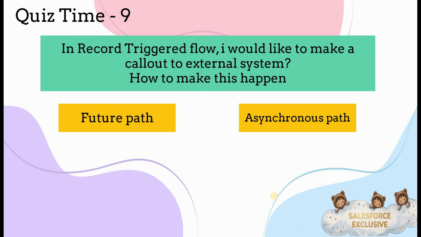That's the only difference. In record trigger flow, I would like to make a callout to an external system. How to make this happen? Future path or asynchronous path? And the answer is asynchronous path. So future is something like an annotation which is used in coding, but we are working on flows. From flows, you will have normal path and an asynchronous path. Whenever you want to do external system callouts, this is the path that you need to choose, and you can write your logic to call external systems or anything that you wanted to happen asynchronously.